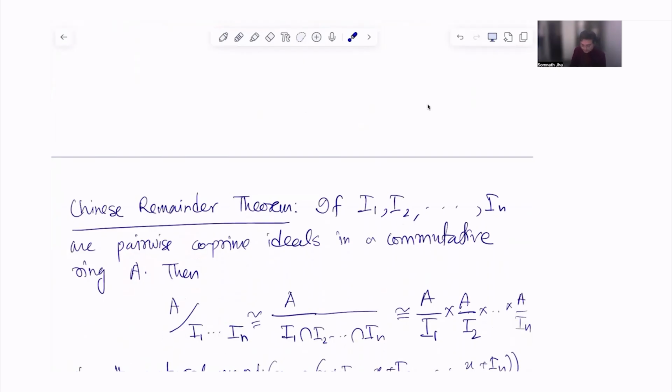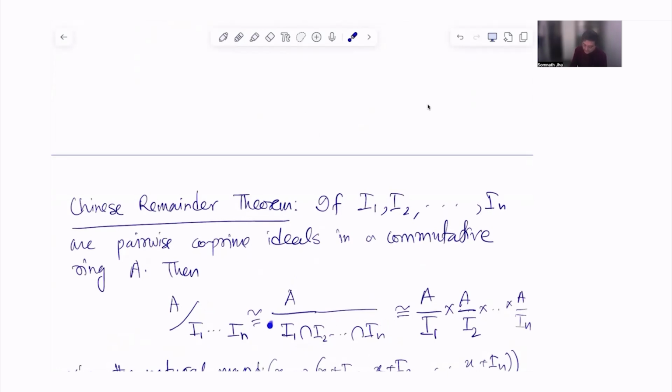This is an ideal, and A is a commutative ring, so you can take the quotient ring. This quotient ring is isomorphic to A mod the intersection I1 ∩ I2 ∩ ... ∩ In, the intersection of these ideals, which is again an ideal. So these two quotients are isomorphic, and further they are isomorphic to A/I1 × A/I2 × ... × A/In. So you have n rings, and you can define their product in a similar way.